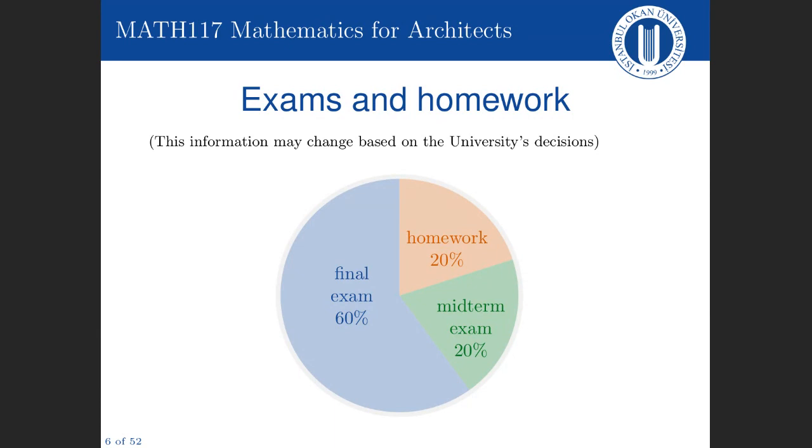But depending on the decisions of the university, for example, maybe we'll need to make the final exam 70%, and then the other two will become 15% each. I will tell you later after the university makes its decisions.